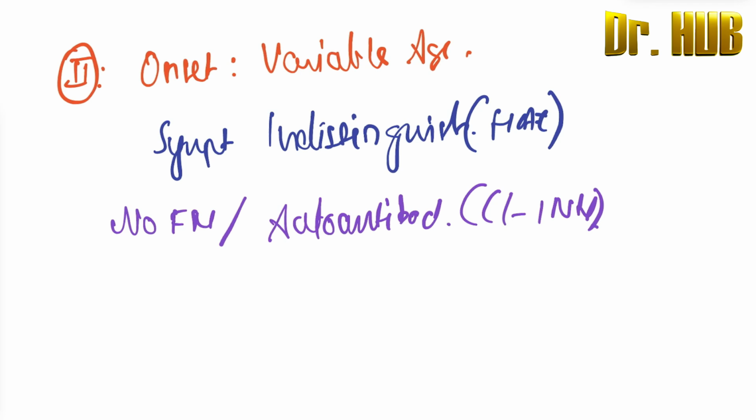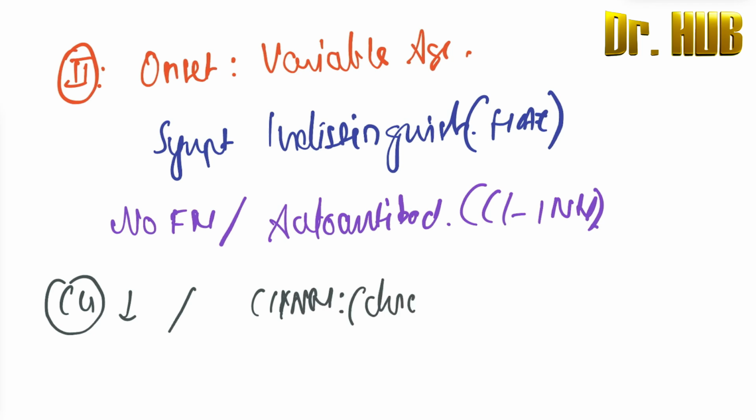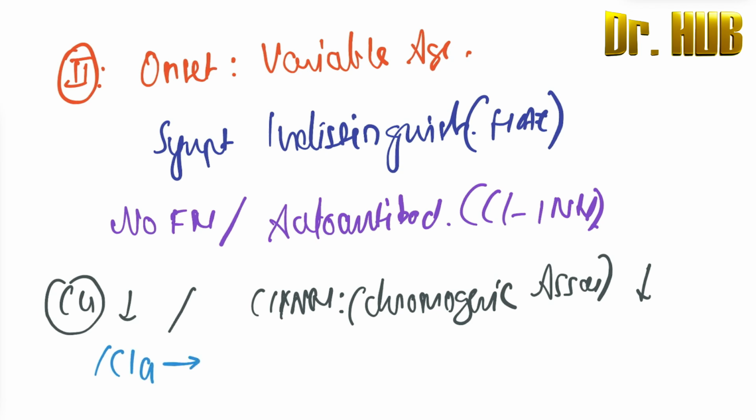So the features it includes, they are usually low. So in type 2, the C4 level is usually low. Then comes the question on the C1 INH. The C1 INH function by the chromogenic assay will also be low. Next is the C1Q level. The C1Q level will usually be low and may be normal.